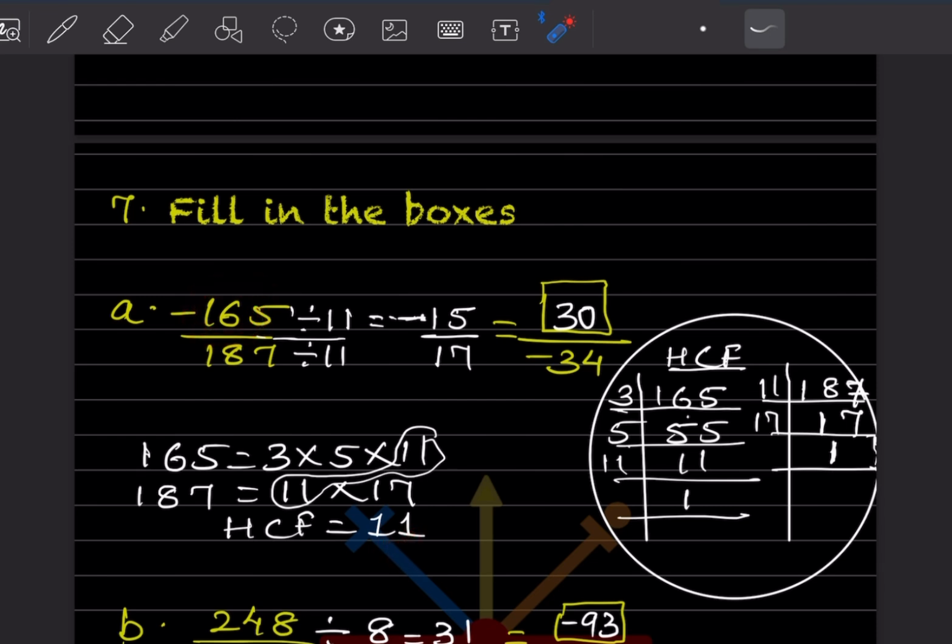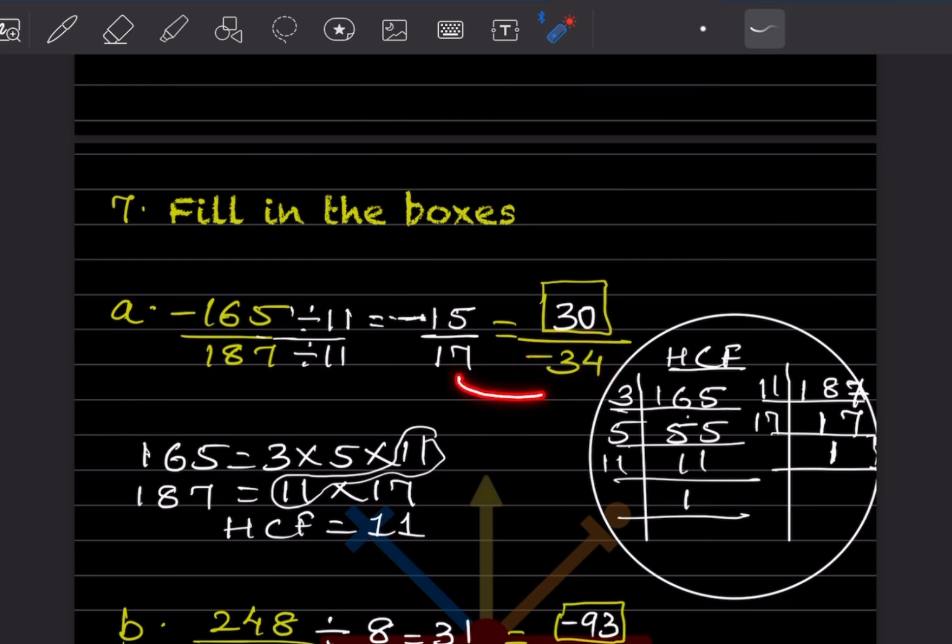For 165, this I have shown here in white color, this is the working. Here you have to divide by 11, and the denominator also you are going to divide by 11. After dividing it, you get minus 15, because this is minus over here, and when you divide this one, you get 17. So now you're going to compare it. Now just concentrate over here. This was already given in the equation.